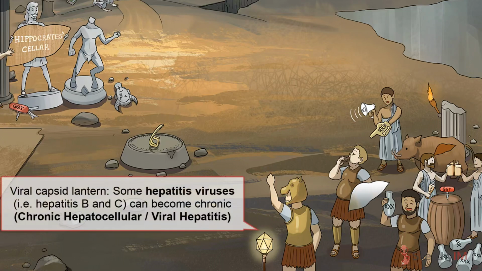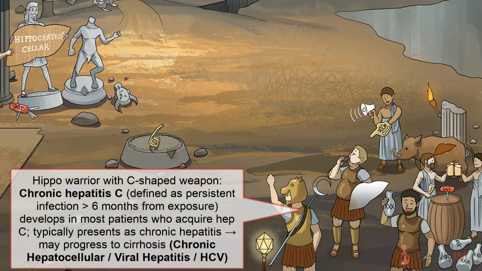Of course, no gathering of ancient Greek troops would be complete without a few hippo warriors. Throw in a viral capsid light source, and you've got our recurring symbols for viral hepatitis. Both hepatitis B and C are common causes of chronic hepatocellular disease. Let's start with Hep C. Of all the hepatitis viruses, C is the most likely to become chronic.